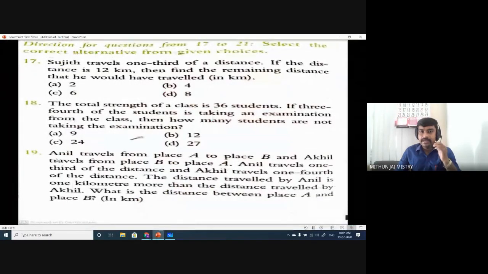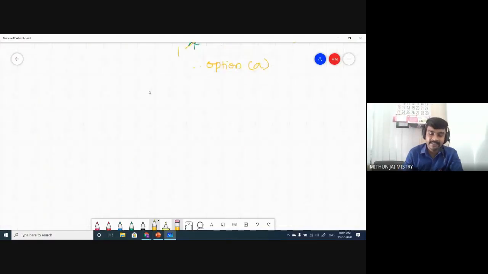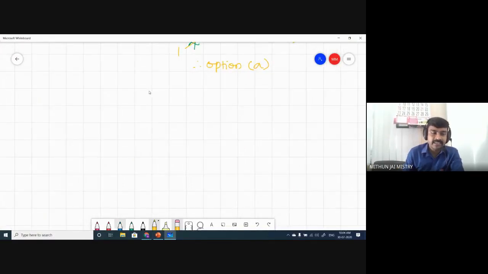So 19th question. Anil is traveling from place A to place B, and Akhil is traveling from place B to place A. Wow, good, no? Let me draw a diagram for this so that we can understand in a better manner. I did not read the total question, but whatever I have read, with that, I'm trying to draw some diagram. Let me take, this is A, and this is B.